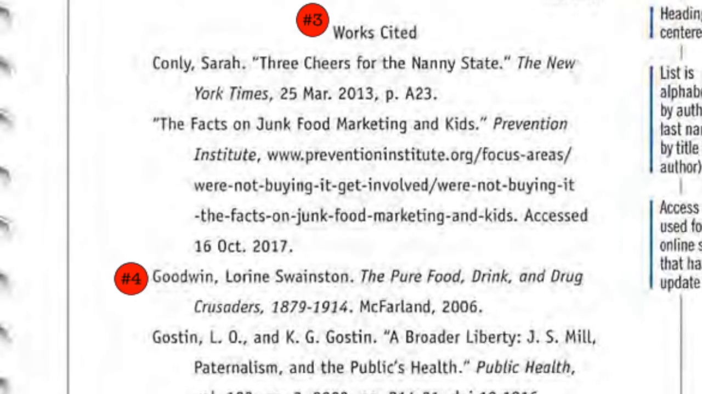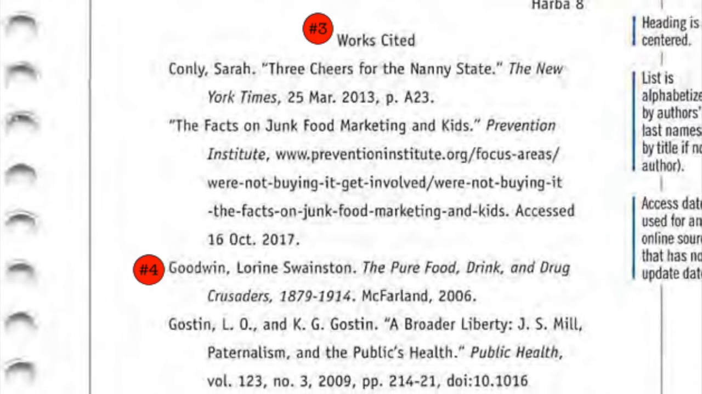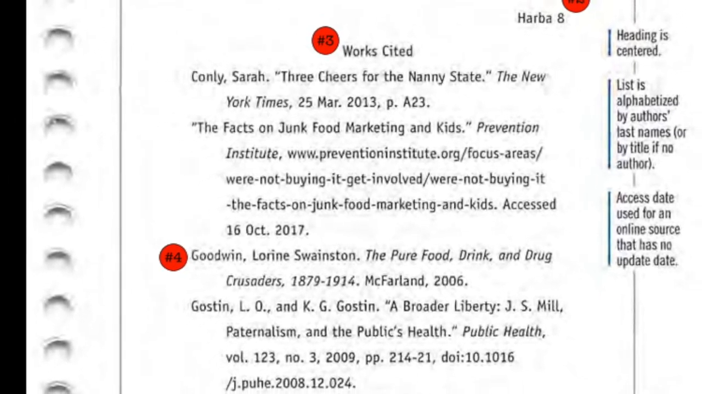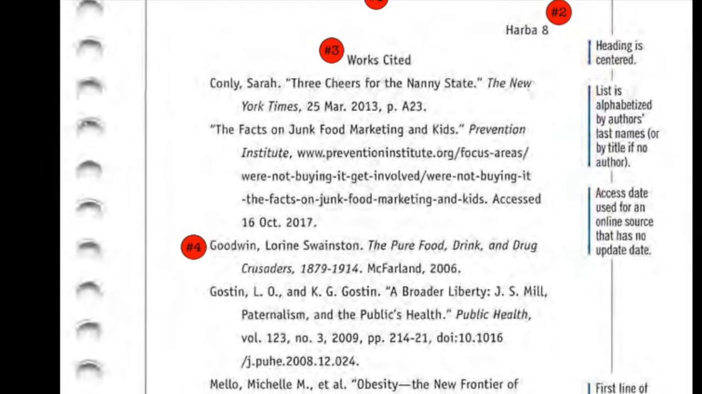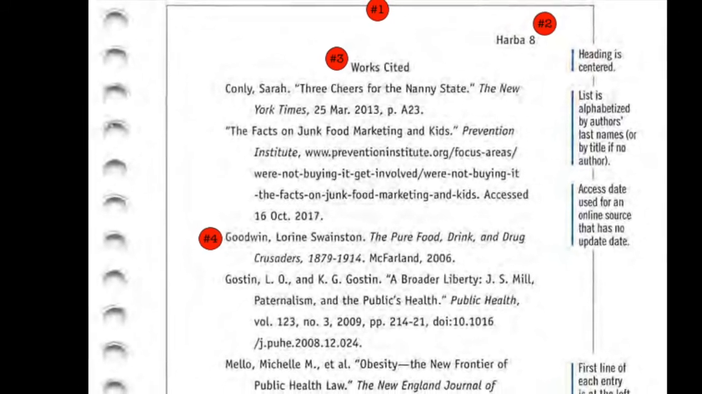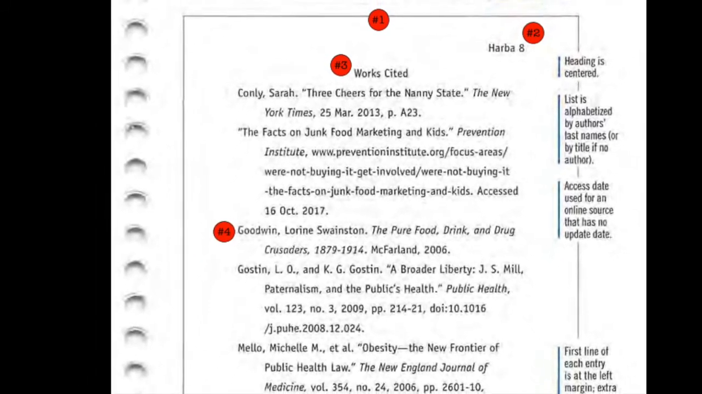The last point to cover is the list of entries. These follow directly below the title with no extra space. The entire page is double-spaced. There are no extra lines below or above the title or between the entries.